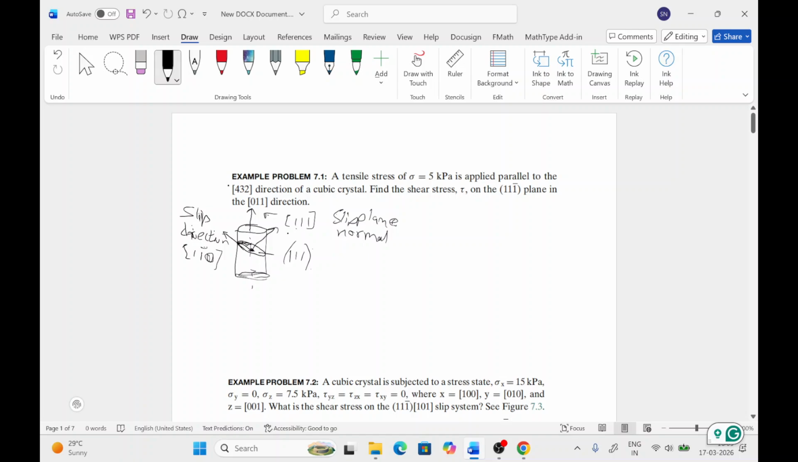Because the slip plane normal makes some angle with the tensile stress axis, we define it as phi, and the angle between the slip direction and the axis we write as lambda. Because the cross section area is A, the area of the plane will be A by cos phi.